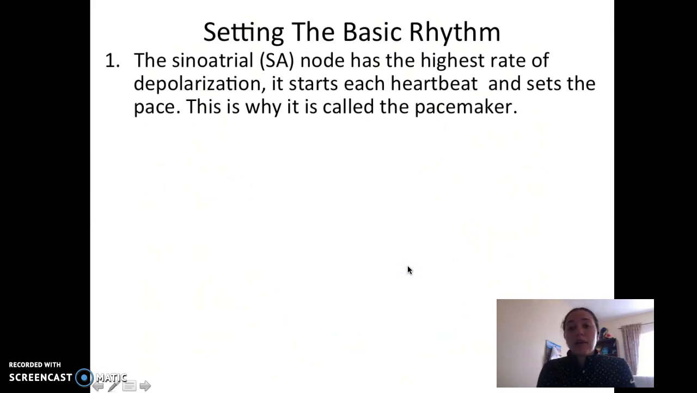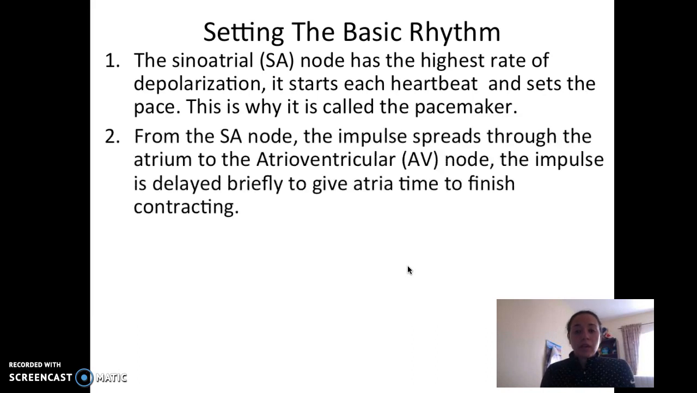Your SA node has the highest rate of depolarization because it's first. It starts each heartbeat and sets the pace. That's why it's called the pacemaker. From the SA node, the impulse will spread through the atrium to the AV node. This impulse is delayed briefly to give the atrium time to contract. So from the SA node to the AV node, it will stop for a second as the atrium is contracting to get the blood from the atrium through your AV valves into your ventricles.